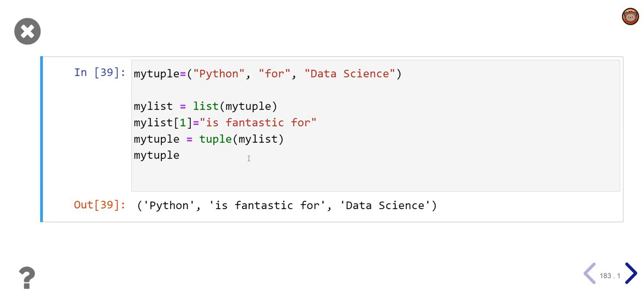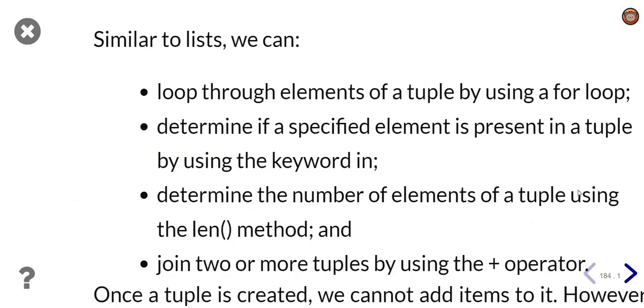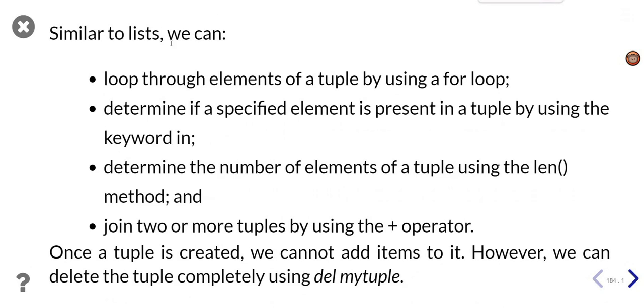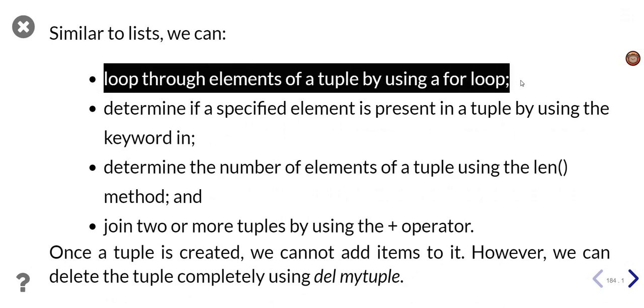Is that okay? So this is the only way if you want to edit a tuple. Otherwise, if you want to edit straight away, you can't do that. Any question up to this point? So similar to a list, we can actually loop through the elements of a tuple. You can use the for loop.